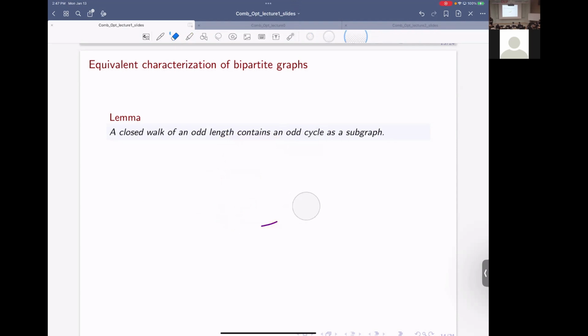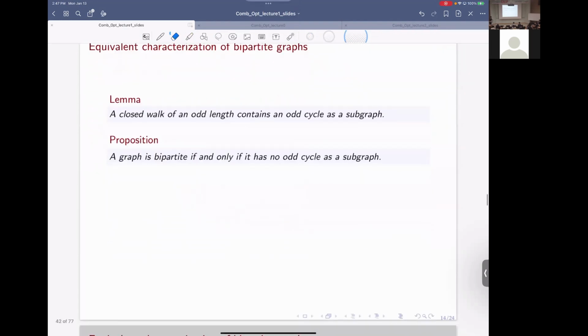Now, using this, what we can prove is the following characterization of bipartite graphs. A graph is bipartite if and only if it doesn't have an odd cycle as a subgraph. Let's prove this. Given that we don't have much time for lecture 1, let me write down the important proof ideas for you. The detailed proof can be found in the lecture notes. So let's prove this direction.